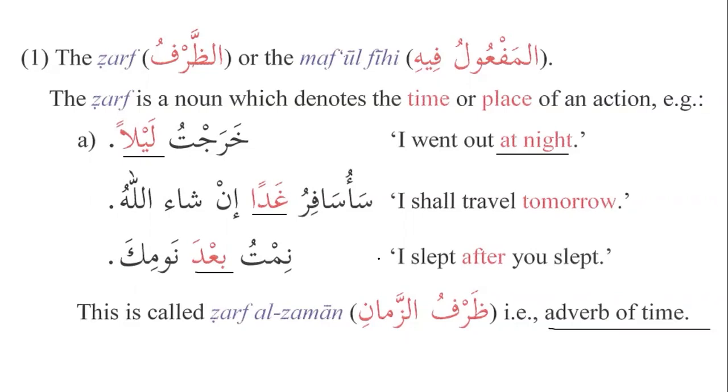Okay, now we have discussed a lot about dharf. We have also discussed that they are always mansub, and we have also seen that some of them are used as special mudaf. So which one of them over here is used as special mudaf? Laylan is not mudaf, ghadan is not mudaf, ba'da naumika, ba'da. So you can see after ba'da, the noun is majroor. So that means that ba'da is used as special mudaf. So whenever we use it, the noun that follows it will always be majroor, because it will be mudaf ilayhi.